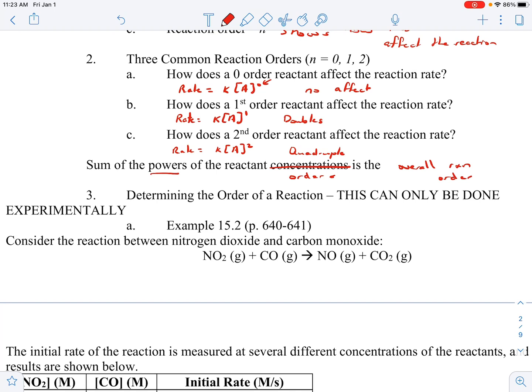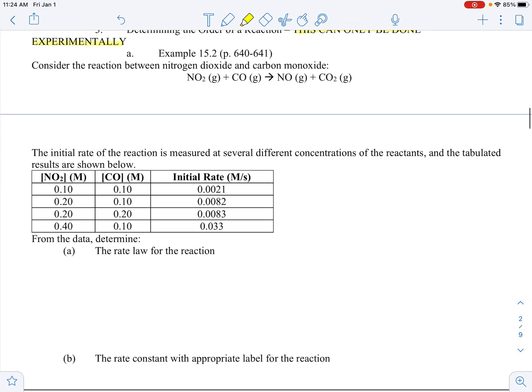So now, real quickly, how do we figure out these reaction orders? There's a couple of ways we can do that. We can do that graphically, which we'll find in our next one, or we can do it based on information that is given to us that has been determined experimentally. This can only be done experimentally. We can't look at our balanced chemical equation and say, oh, it's first order. It's not how it works.